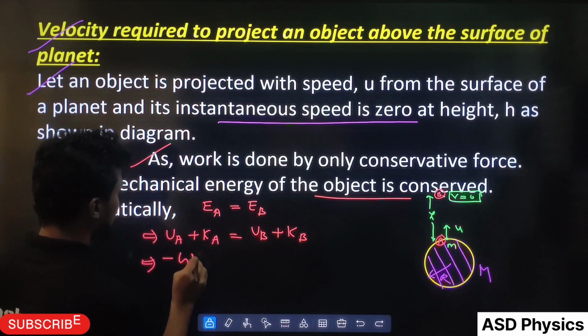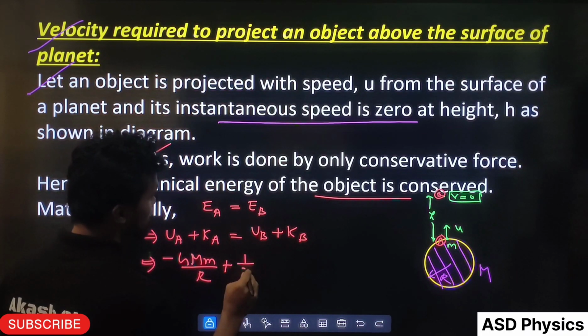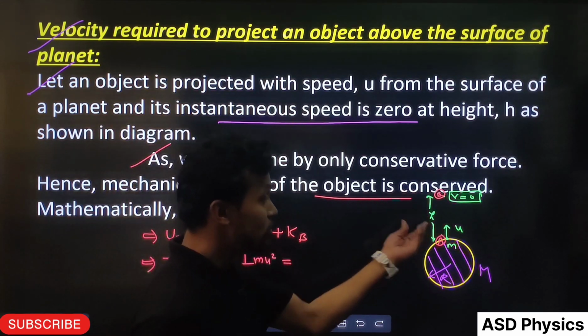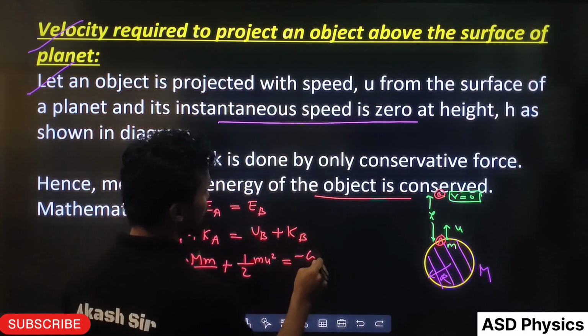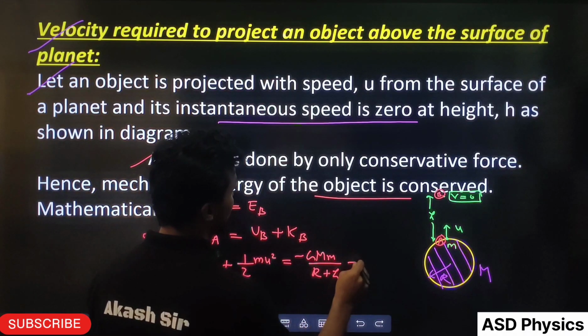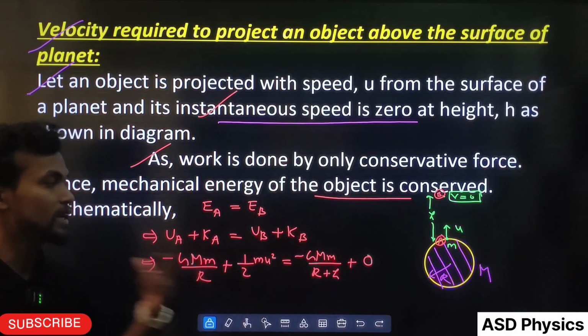Now at the surface of the earth, what is the value? We know very well, minus GMm by R. And the kinetic energy is half m u square. Now at a height of h, potential energy is minus GMm by R plus h. And instantaneous speed, as we have seen, is 0. So we have got this here.